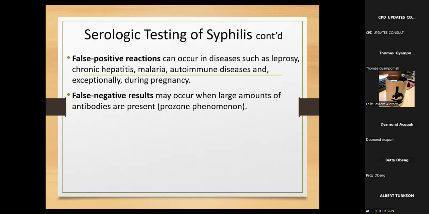You have a known case of late latent syphilis patient. You are going to do RPR or VDRL. Knowing the probability of prozone phenomenon in such a patient, what will you do?